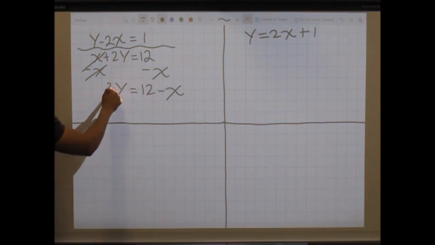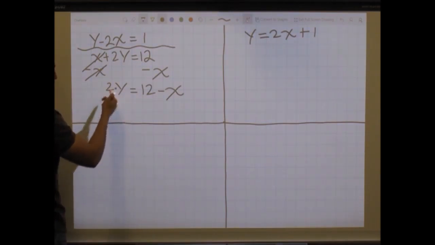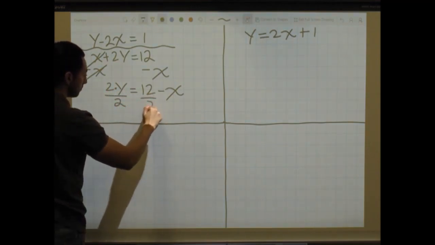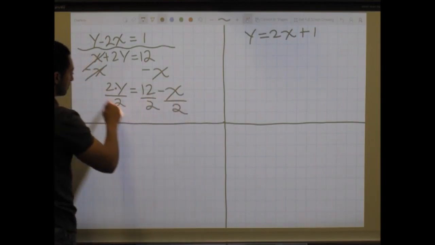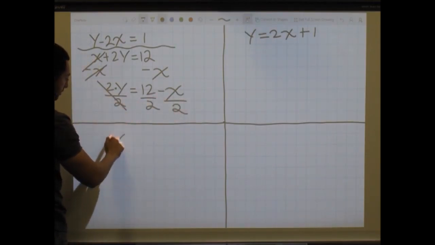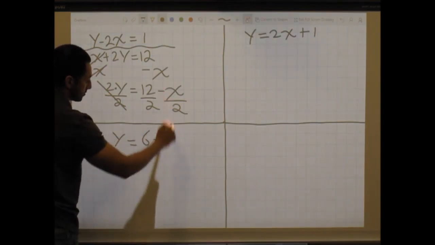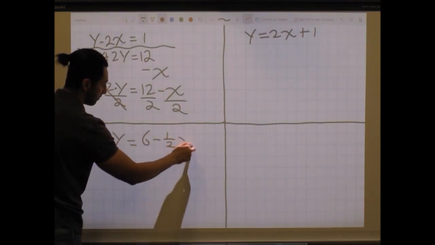Now the y would be alone, but this 2 is still stuck to it. So we're going to do the reverse operation. And since it's being multiplied by 2, we're going to divide by 2. So these 2's would cancel here. You get that y is equal to 2 goes into 12 6 times. And then this is pretty much like saying half of x.